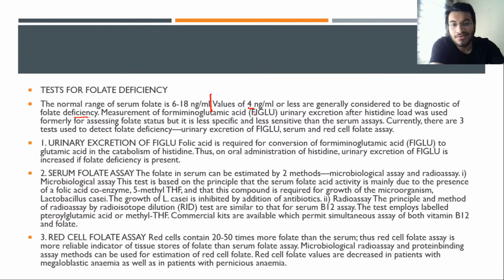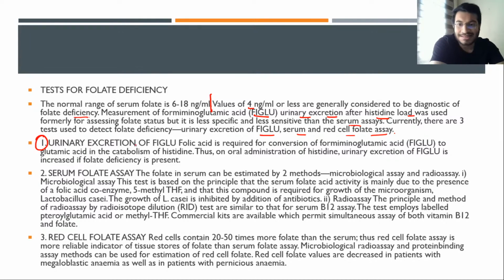Measurement of the FIGLU urinary excretion, or formiminoglutamic acid urinary excretion, after histidine load was used formerly for assessing the folate status, but it is less specific and less sensitive than the serum assays. Currently, there are three tests used to detect the folate deficiency. First is urinary excretion of FIGLU or formiminoglutamic acid, then serum and red cell folate assay.